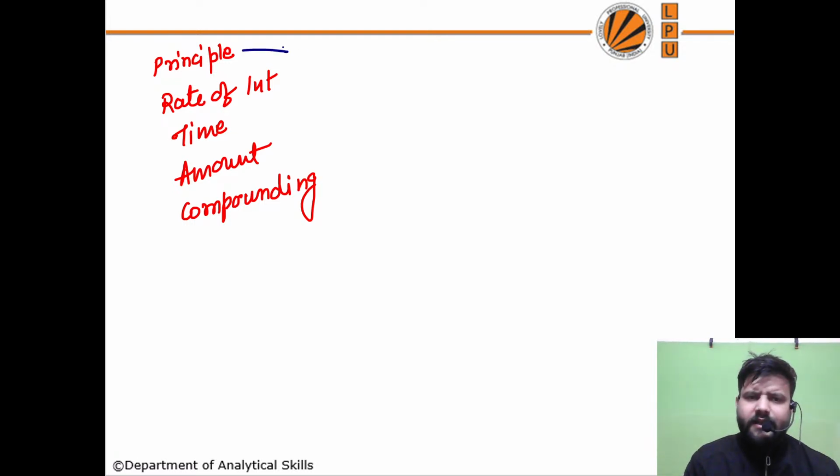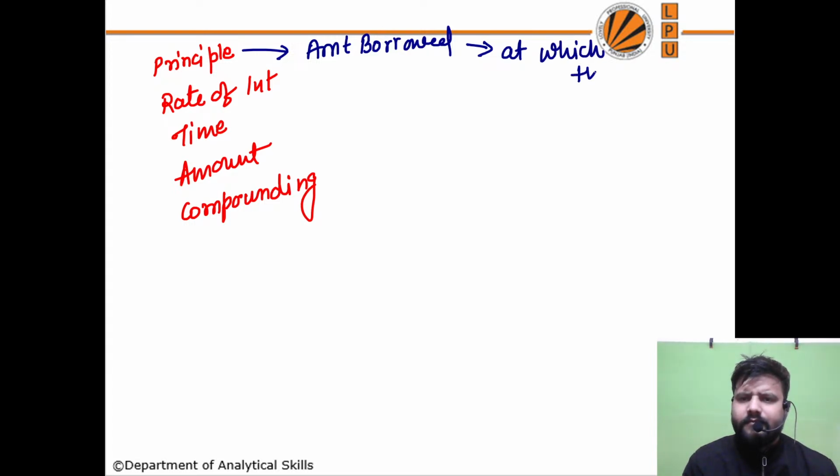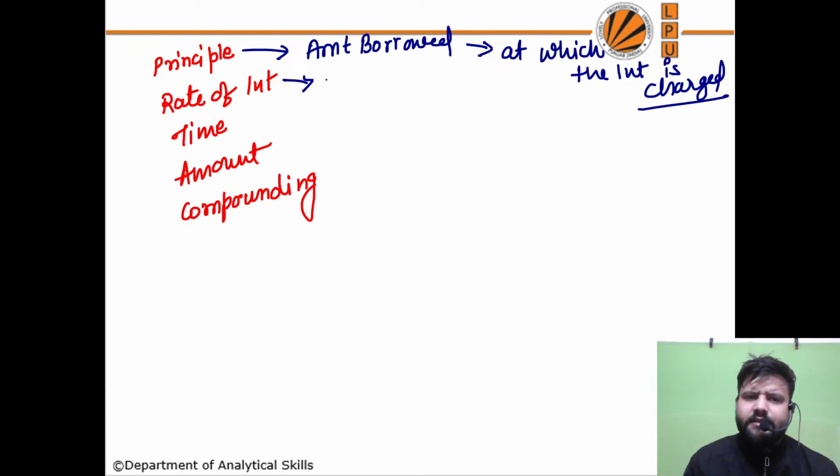So let's see, principal is the amount you borrow, the amount borrowed. It means the principal is the sum on which the interest is charged. And rate of interest will be the rate by which the interest will be accumulated over that principal. It is generally in percentage.